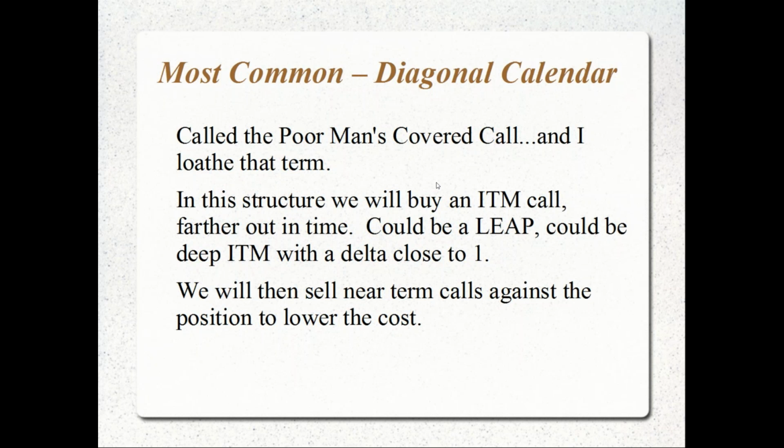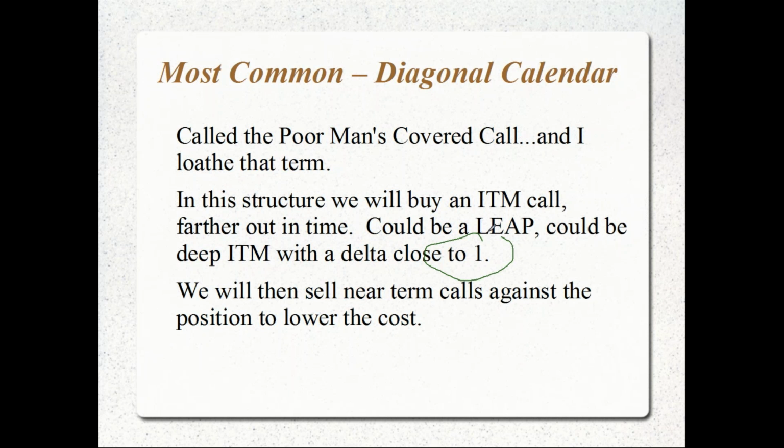First off, most of us who are trading options investing are probably not poor to begin with, but I get the cute, catchy term. But in this structure, we're going to buy an in-the-money call. We'll stay with the calendar calls for now. We're going to buy an in-the-money call that's farther out in time. It could be a leap. It could be that June series that's 3 or 4 months out. It could be 8 months out in time. But we're going to buy an in-the-money option, and it could be deep in the money with a delta of close to 1. This is where they get the idea.